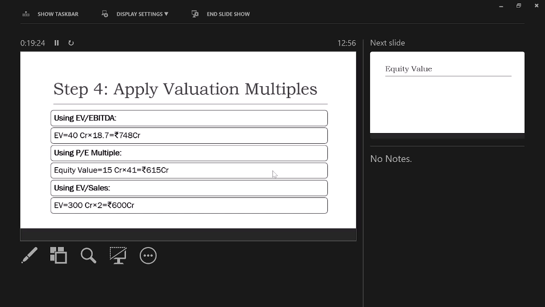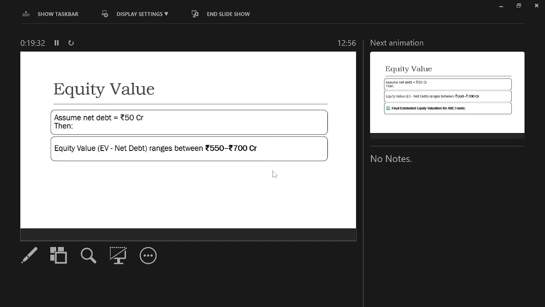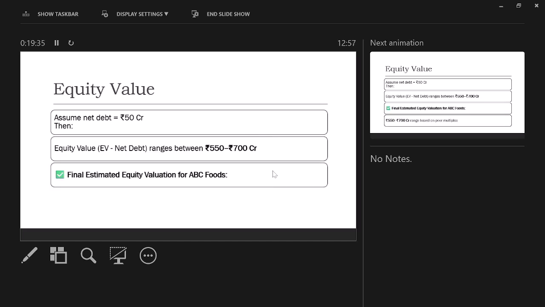So from 600 crore, 50 crore goes, so 550 remains. From 748, 50 goes, so 698 remains. So that means 550 to 700 crore is the valuation of this company. Is that okay? Have you got it?